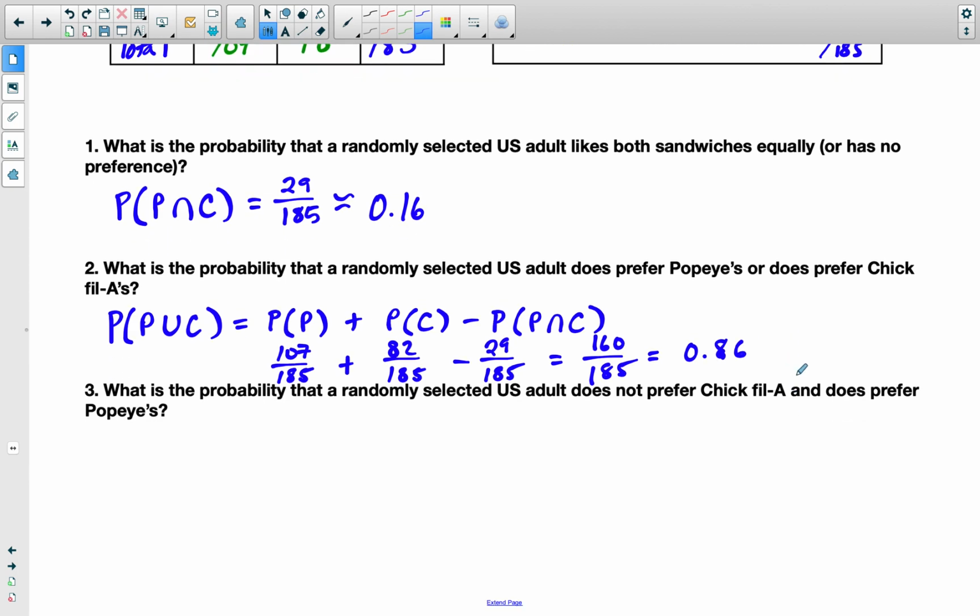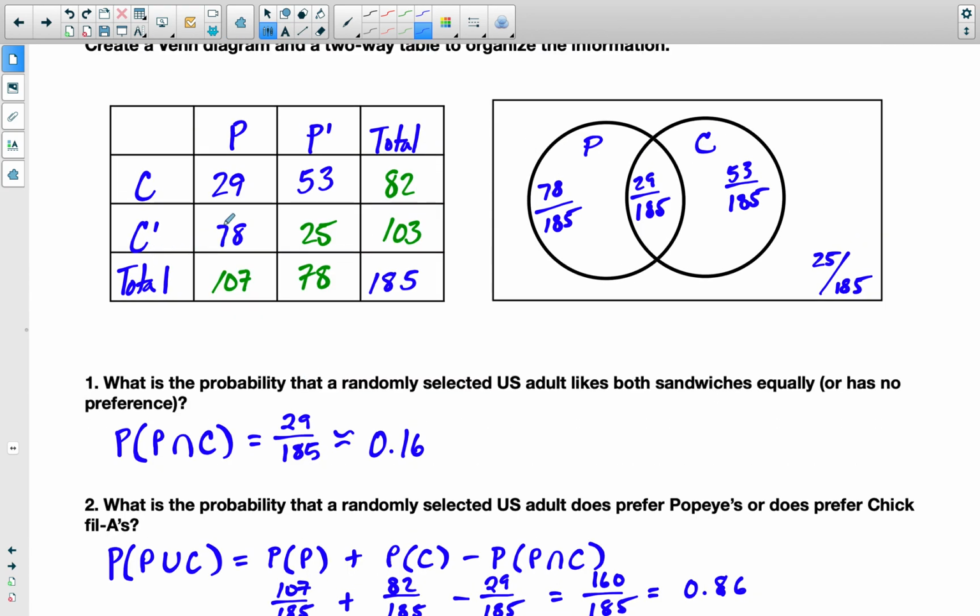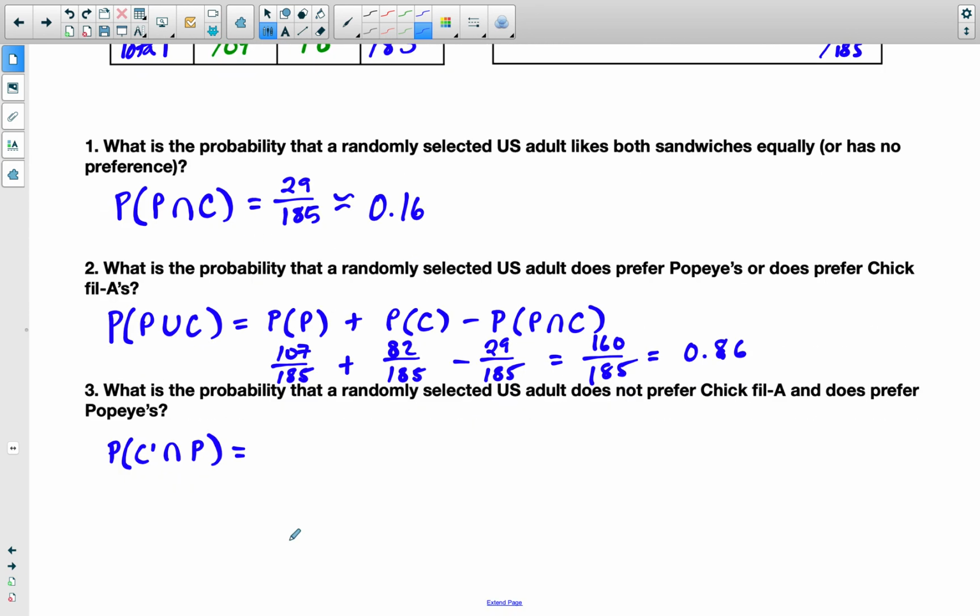Okay, what is the probability that a randomly selected U.S. adult does not prefer Chick-fil-A, just C prime, and prefers Popeyes. That's going to be a joint frequency. I should be able to pull that from my table. So C prime and P is 78 out of my table total, which is 185. That's going to be approximately 42%.